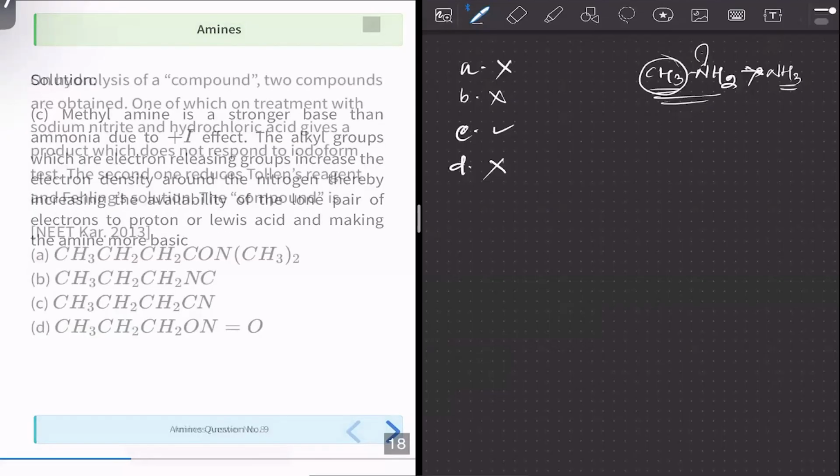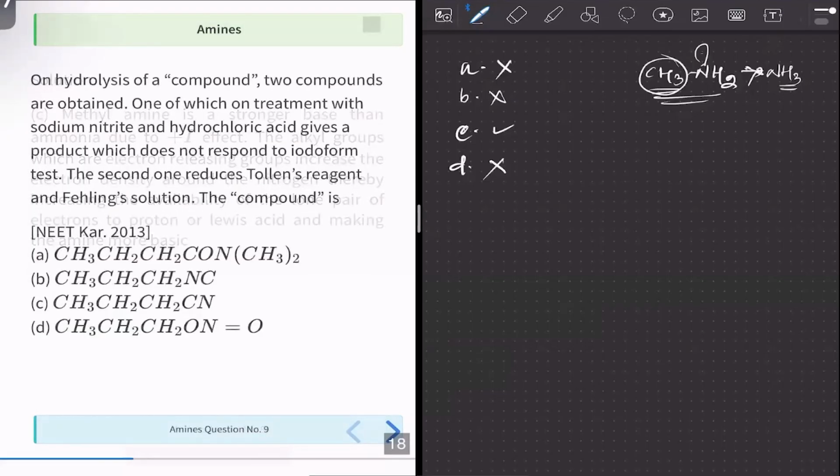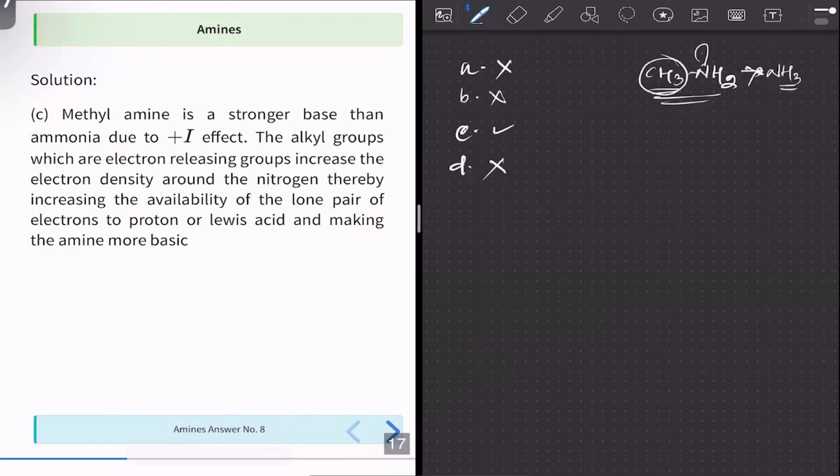Methylamine is a stronger base than ammonia due to the positive inductive effect. The alkyl groups, which are electron releasing groups, increase the electron density around the nitrogen atom, so that the lone pair would have more electron cloud. Let's move on to the next question.